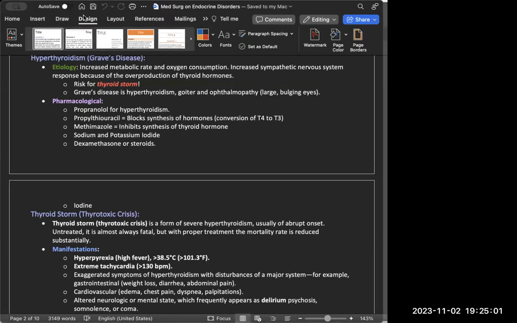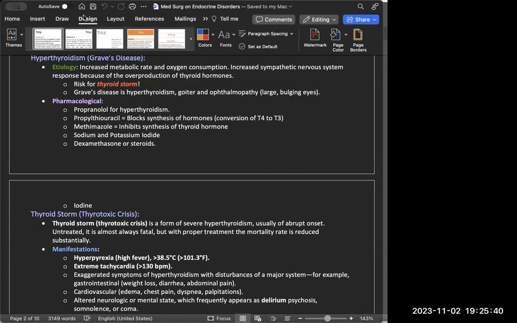Other drugs that we have is, I don't know how to say it, propylthiouracil. Let's just go with that. And it blocks that T4 and T3 because remember, we said the T4 and T3 are elevated in hyperthyroidism, but it's that thyroid stimulating hormone that's low. So we give this particular medication to block the T4 and T3 from increasing. We also have methimazole, which inhibits the synthesis of a thyroid hormone, which is another way of blocking it. We can give sodium and potassium iodide, or we can give dexamethasone or steroids.